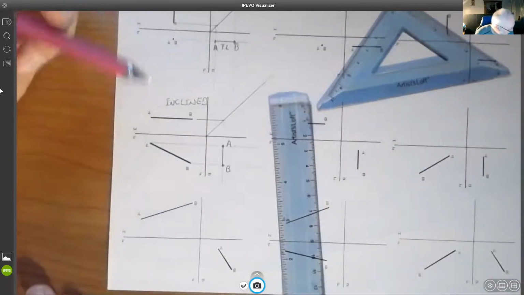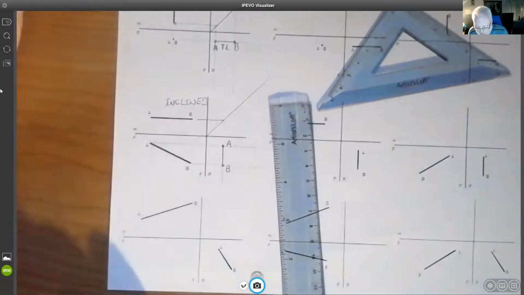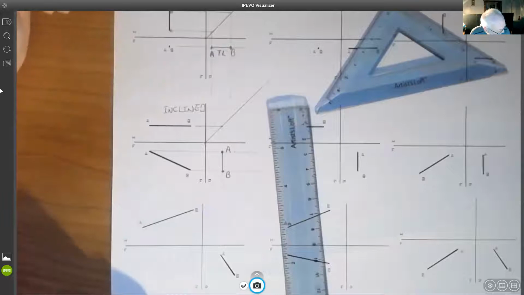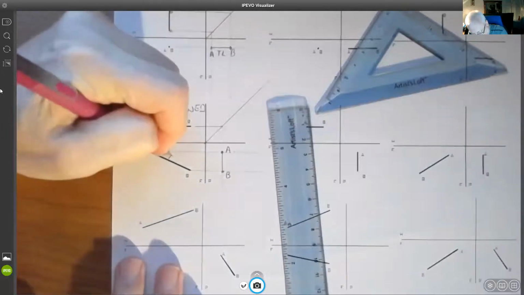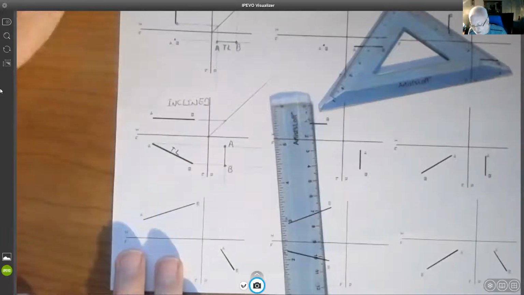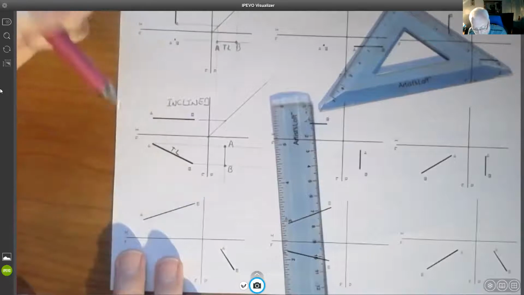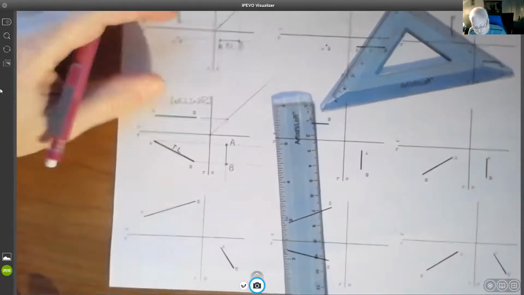That's an inclined line. Now, the next question is the true length. I'm not sure how well I've described this yet, but the true length for an inclined line is always going to be the angled line. In this case, that is this right here. So I labeled that with true length. So in inclined, you always have the true length as the angled line, I apologize, not the horizontal line.